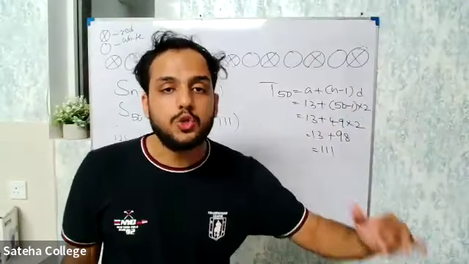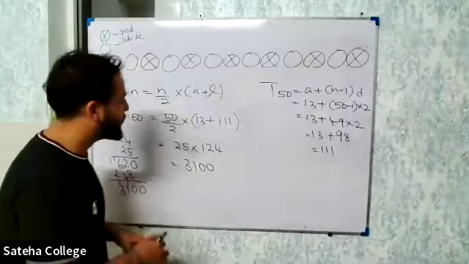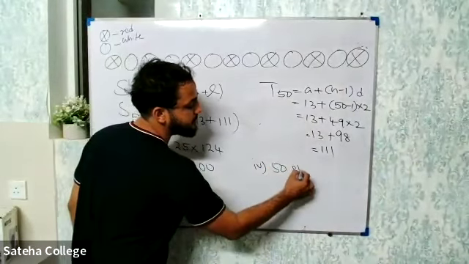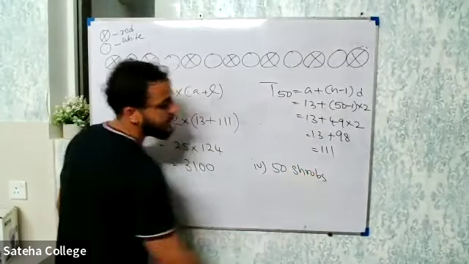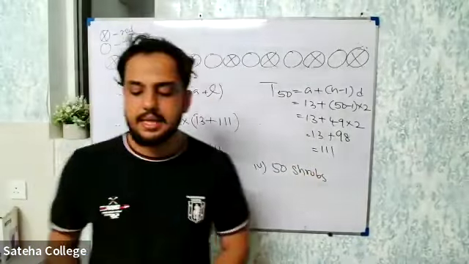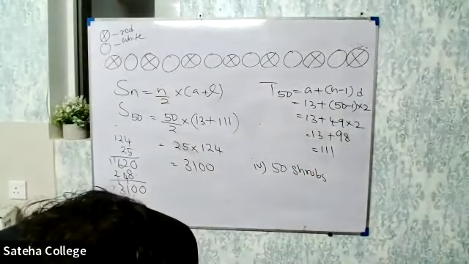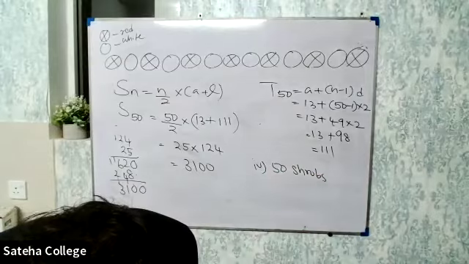So there are 50 rows, so in total, there are 50 more shrubs. So for part 4, the simple answer is 50 shrubs. There are 50 more red shrubs than white ones. Is that clear? I didn't understand that.